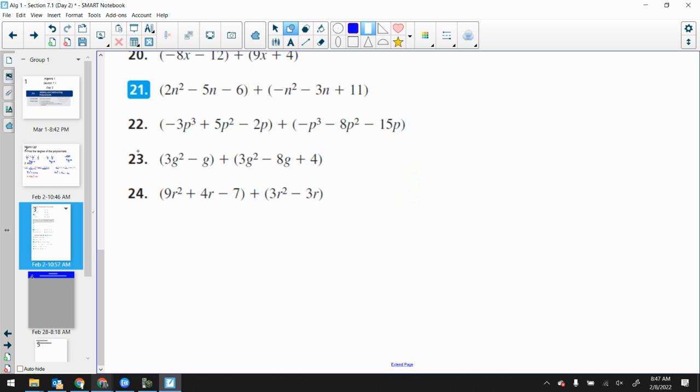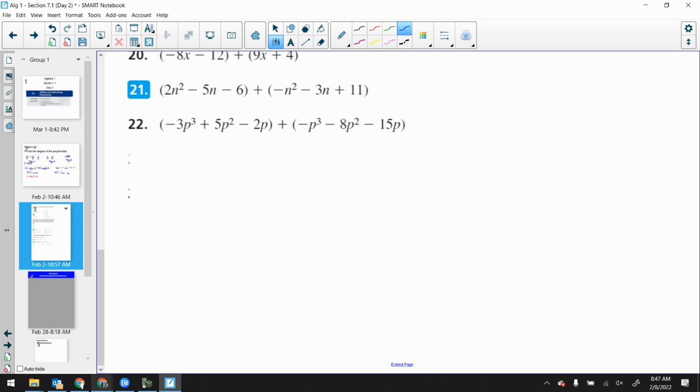22. Negative 3p to the third and another negative p to the third. So negative 3 and a negative 1 make a total of negative 4. I've got a 5p squared and a negative 8p squared, so negative 3p squared. And then a negative 2 and a negative 15 to make negative 17. A third degree trinomial. Leading coefficient negative 4, degree of 3. Make sense? Anything else?